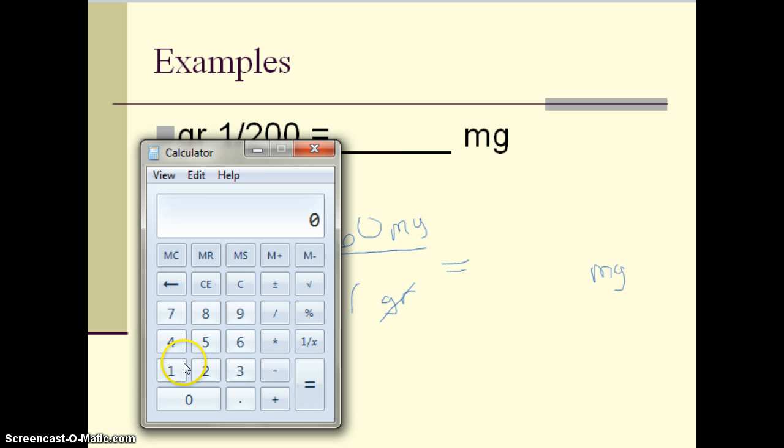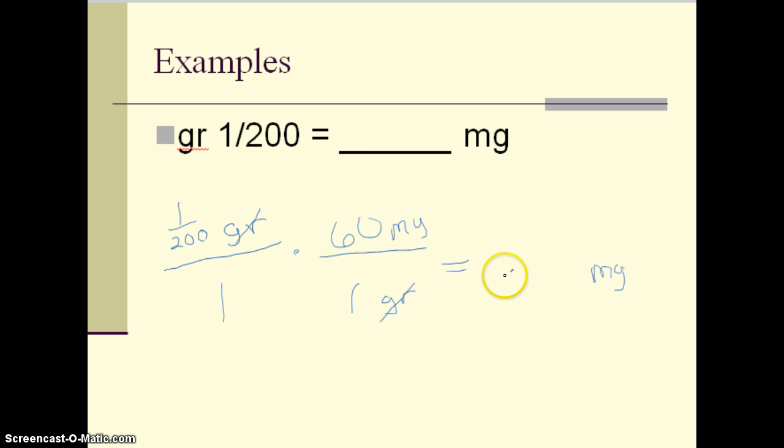And on our calculator, we have 1/200th, so 1 divided by 200. That whole piece is just typing that first number. Then we're going to take that times the 60 that we set up and equals, and there we have our answer of 0.3 milligrams.